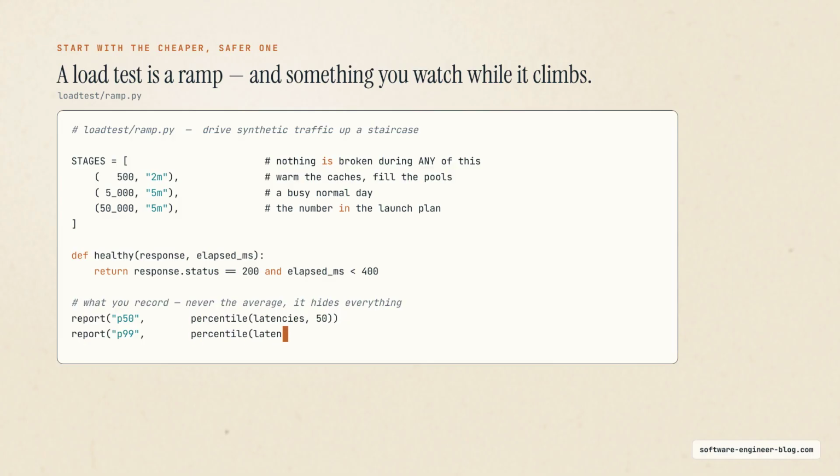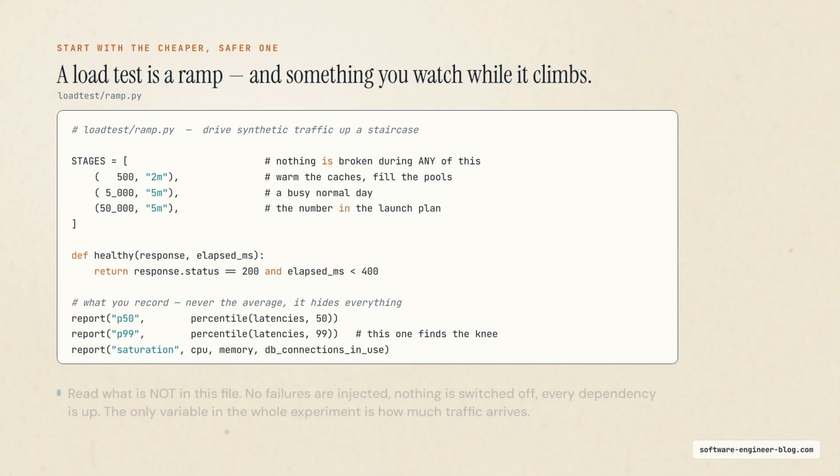Underneath that is a check for what counts as a healthy response, a success code, answered in under 400 milliseconds. And at the bottom, the numbers you actually record. Notice that it never records the average. An average hides everything interesting. It records the median. It records the slowest 1%. And it records saturation, how much of the processor, the memory, and the database connections are genuinely in use.